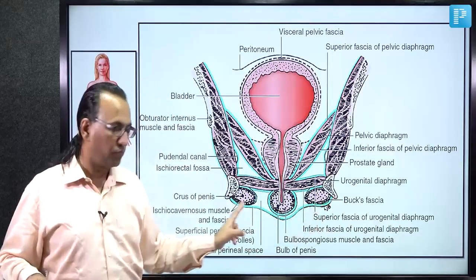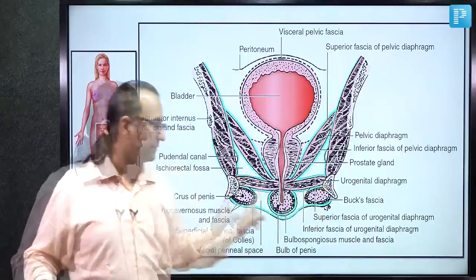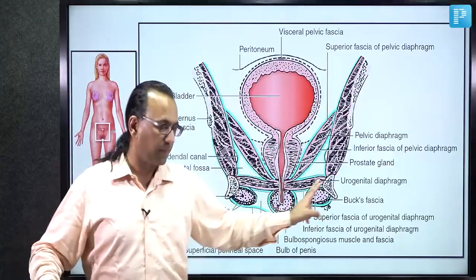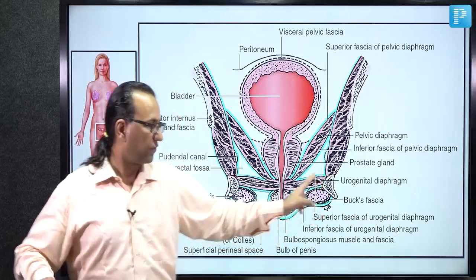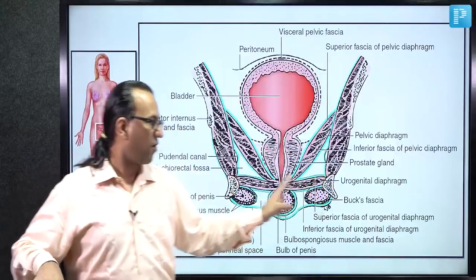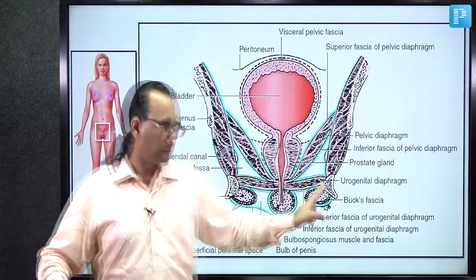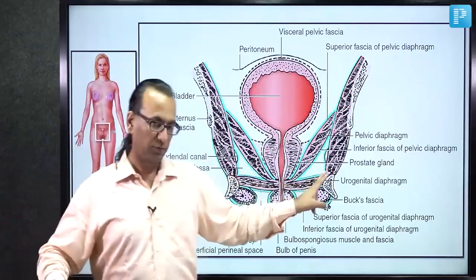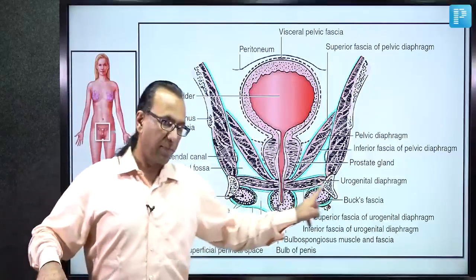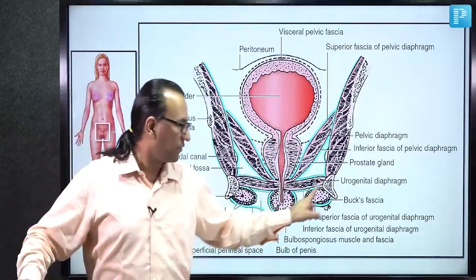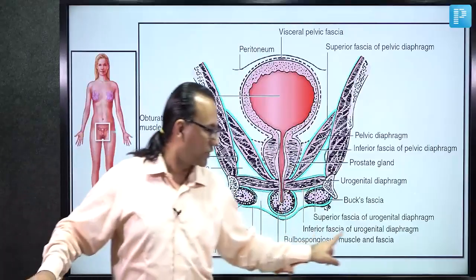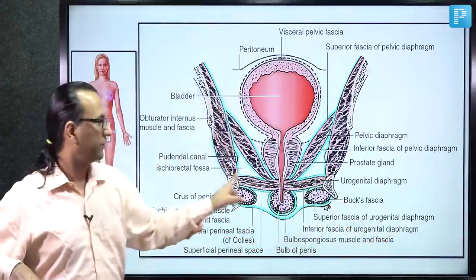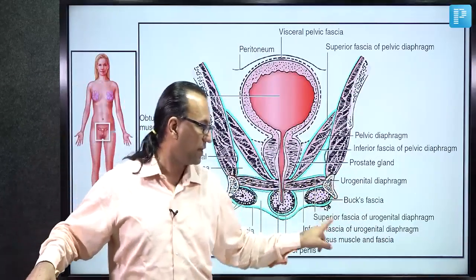And then what is the roof? The roof is the perineal membrane. The perineal membrane, which is the roof of the superficial perineal pouch, is also the floor of the deep perineal pouch. It is a boundary line between the two pouches. Below that is the superficial perineal pouch. Above that is the deep perineal pouch. And it is the boundary line, the perineal membrane. It is also called the inferior fascia of the urogenital diaphragm. There is a superior fascia of the urogenital diaphragm as well.